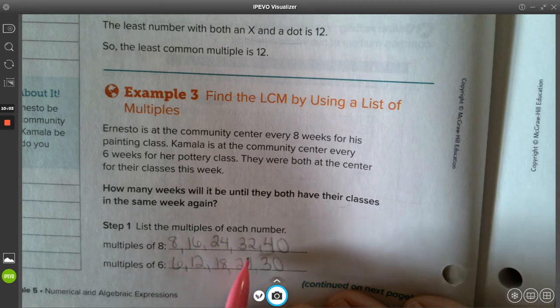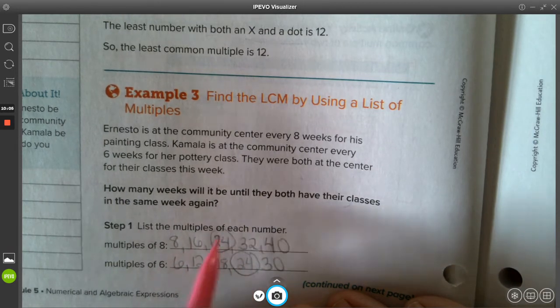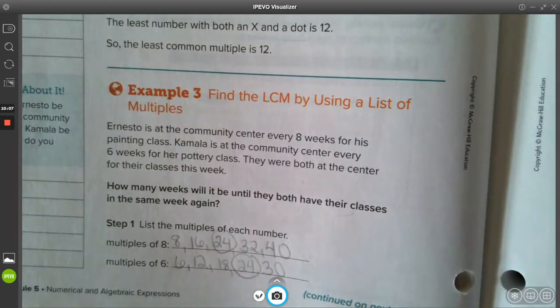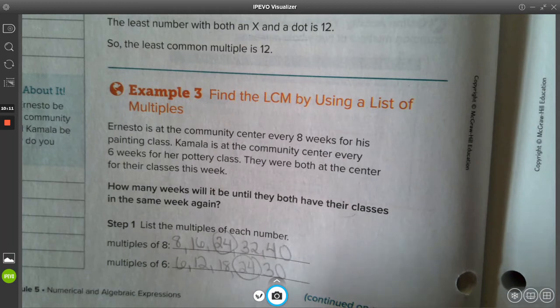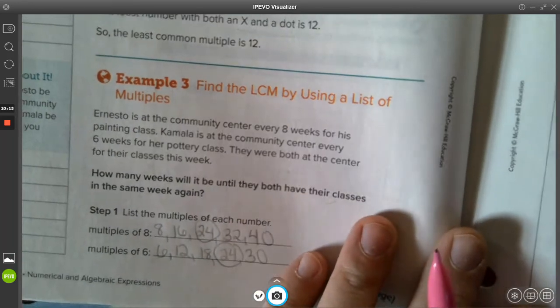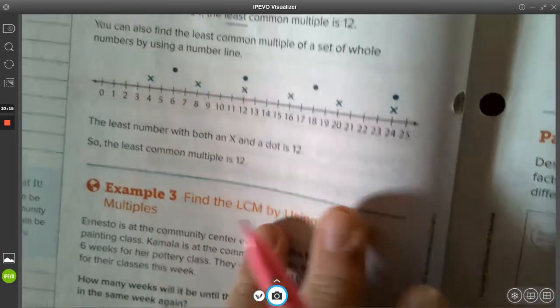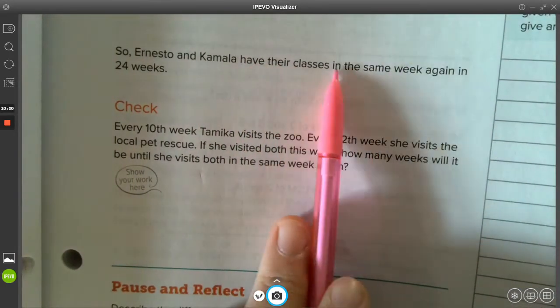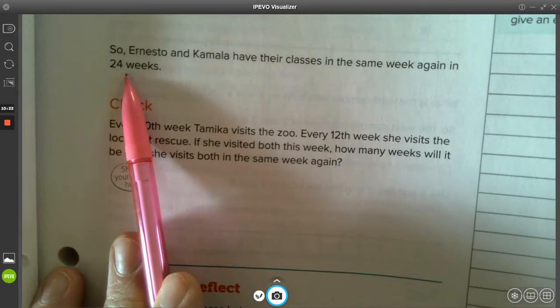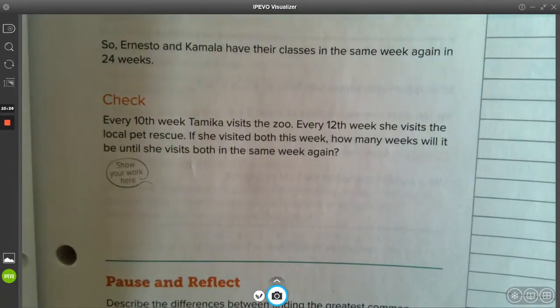12, 18, 24. 24 is in both lists. So 24 would be our least common multiple. Okay? So Ernesto and Kamala have their classes in the same week again in 24 weeks. That's what we learned from that.